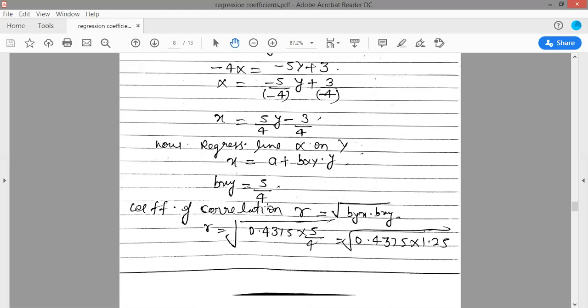And this formula: r is equal to square root of byx into bxy. Why are we finding byx into bxy? Because there is no data given, and we need to calculate our coefficient of correlation. As I told you, the coefficient of correlation is the geometric mean of the regression coefficients. So r is equal to square root of byx into bxy.